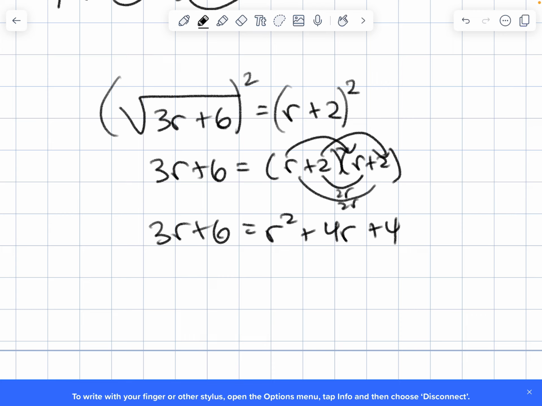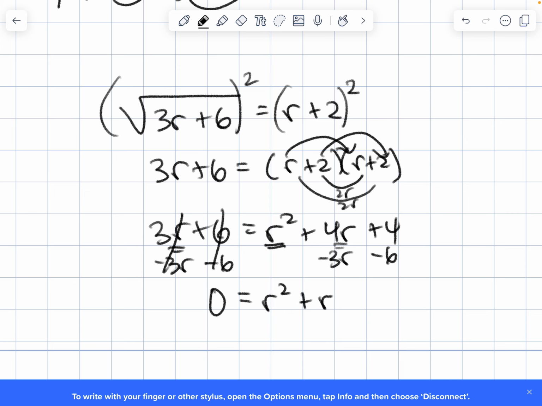Okay, now whenever you have an x squared or an r squared and an r in the same equation, you've got to set it equal to 0 and factor it. So we're subtracting 3r and 6 from both sides. When we do that, that cancels out, giving us 0. That's actually a good thing.